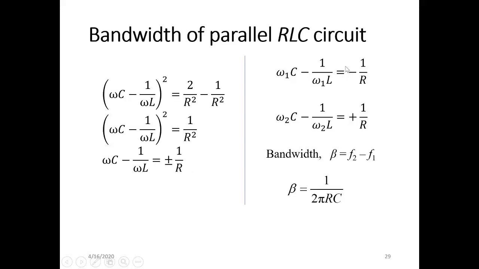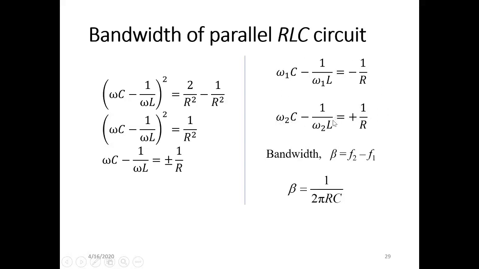The same way we have done for the series resonance also, but there we had R, now here we have 1 by R, and there we had omega L minus 1 by omega C, here we have omega C minus 1 by omega L. So omega 1 C minus 1 by omega 1 L is taken as minus 1 by R. Omega 2 C minus 1 by omega 2 L is taken as plus 1 by R. Now this value we have calculated.